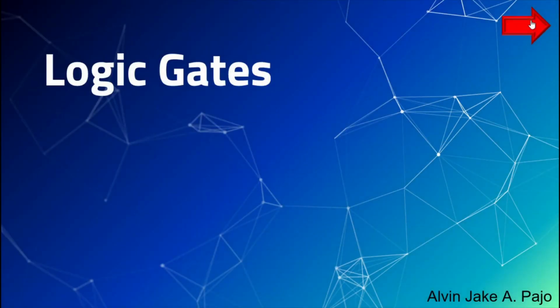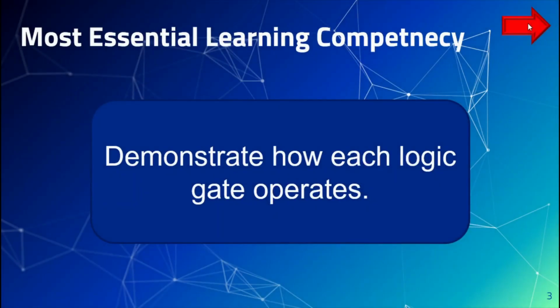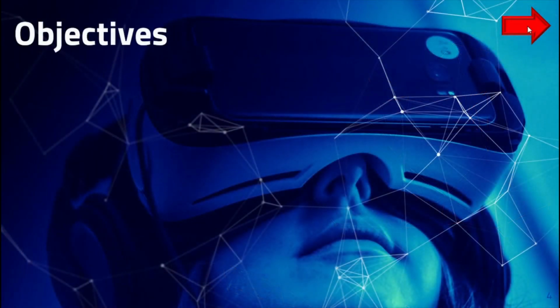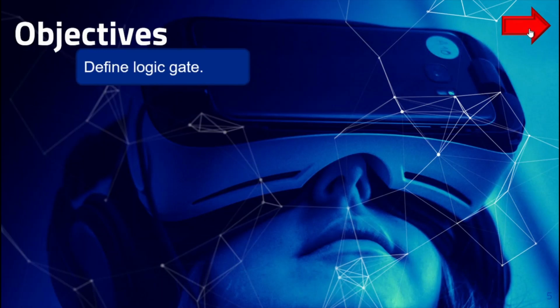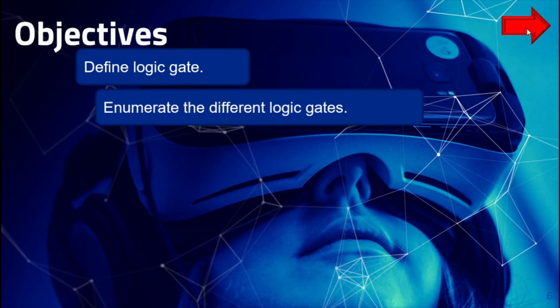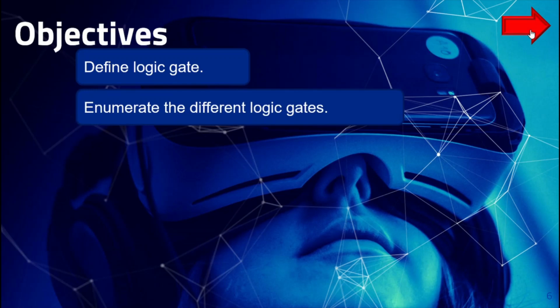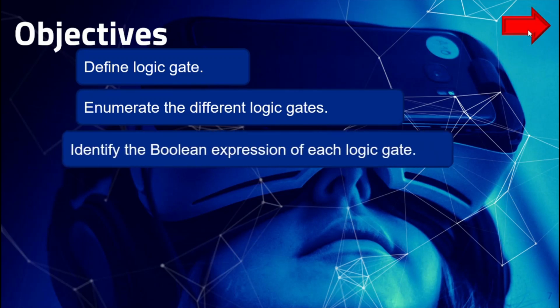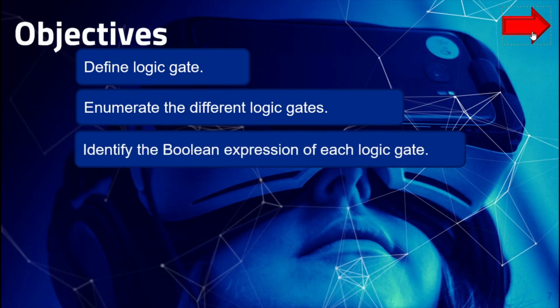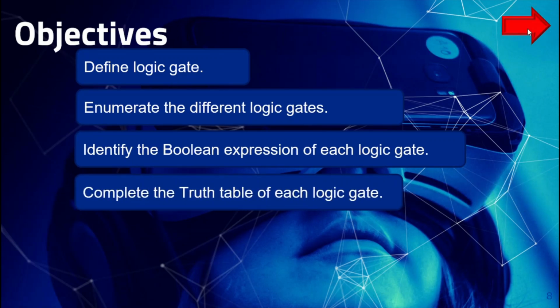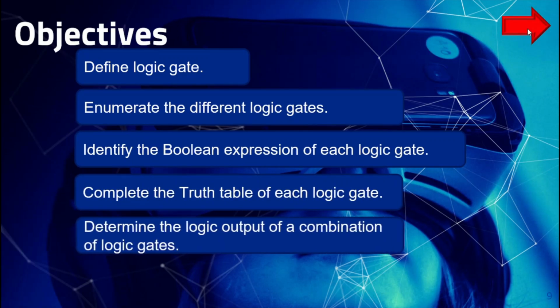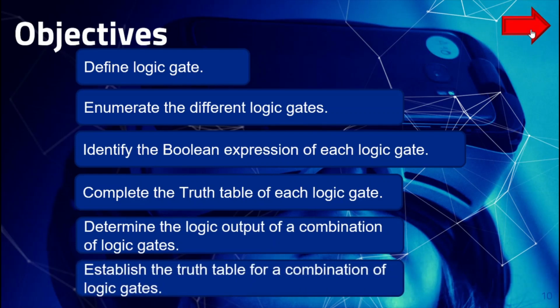First, you have to know your most essential learning competency for this lesson, which is to demonstrate how each logic gate operates. And these are your specific objectives. Define logic gates. Enumerate the different logic gates. Identify the Boolean expression of each logic gate. Complete the truth table of each logic gate. Determine the logic output of a combination of logic gates. And establish the truth table for a combination of logic gates.